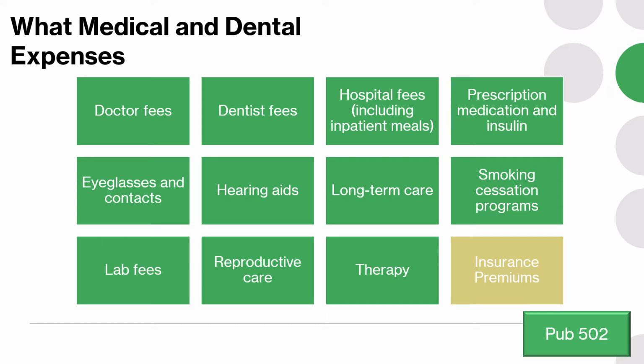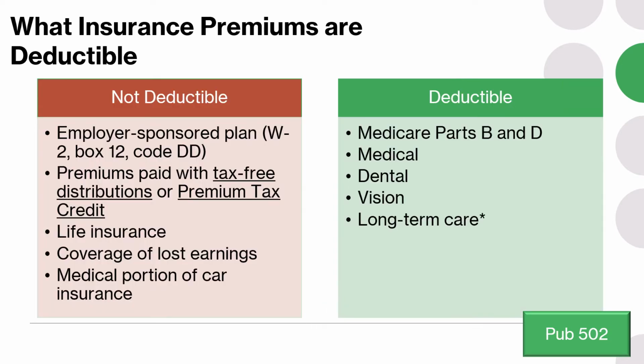And insurance premiums, but insurance premiums are a little tricky, and so we're going to talk more about those. So we're going to start off with what insurance premiums are not deductible, because frankly, most often they are not deductible. So insurance premiums that are paid through an employer-sponsored plan, usually these are the ones that are reported on the W-2, box 12 with a code DD.